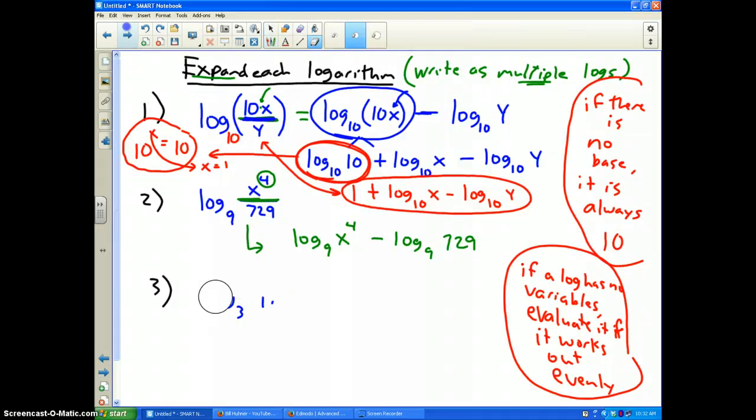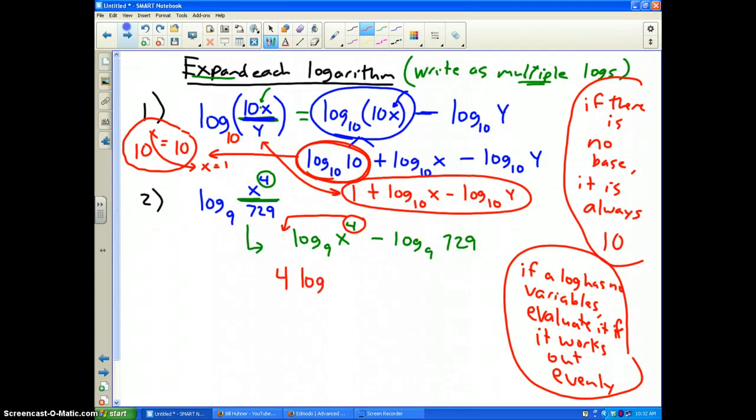I'm going to erase this bottom problem, give us a little bit more room. Now, we have a power. First of all, the power goes out front, as you saw in the power property in the previous slide. So I can write this as 4 log base 9 of x. That'll take care of this piece. We're done with that piece. Minus log 9 of 729.